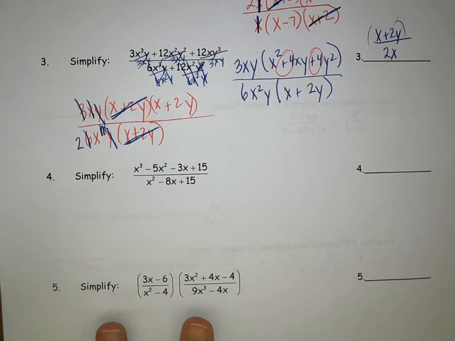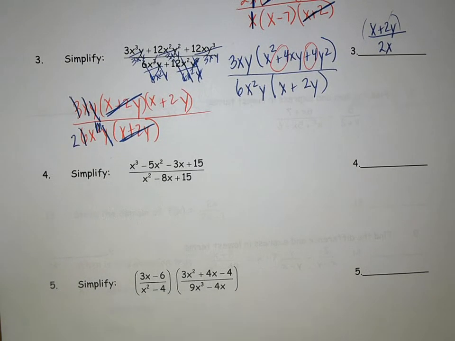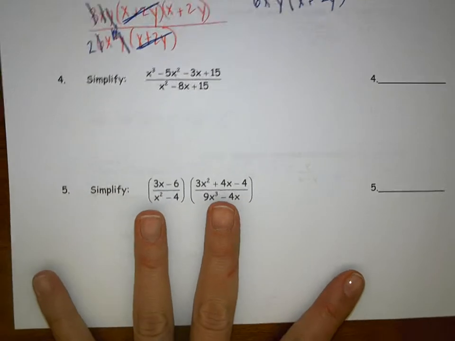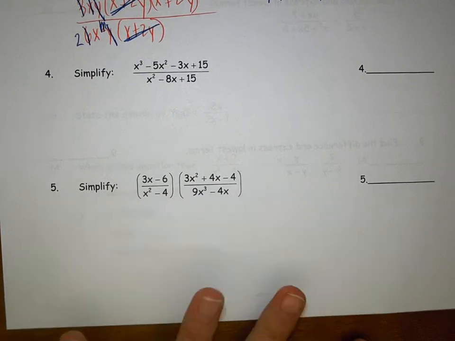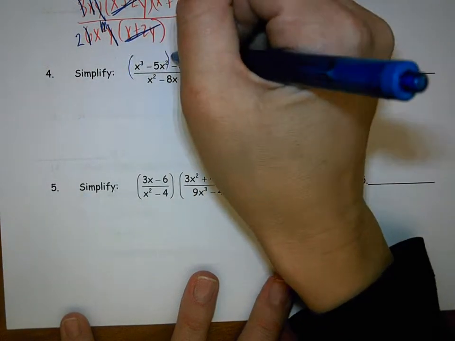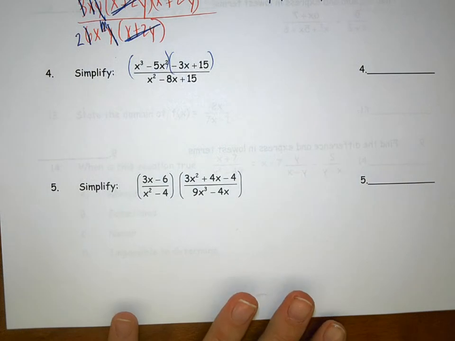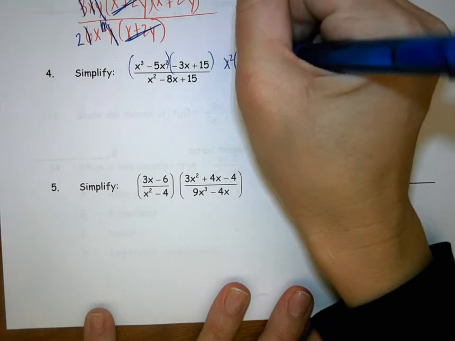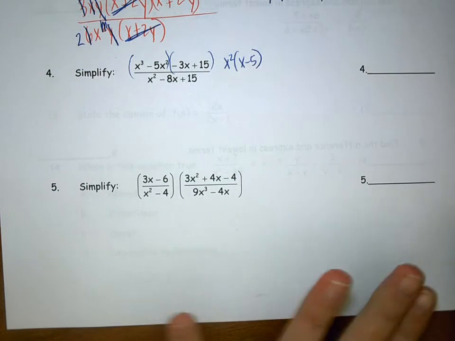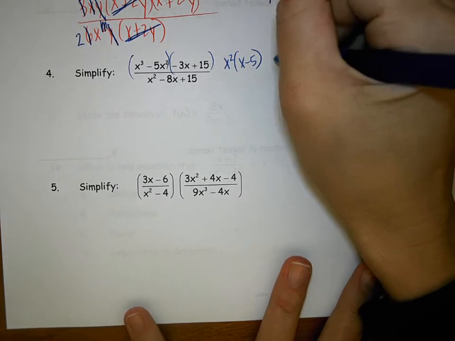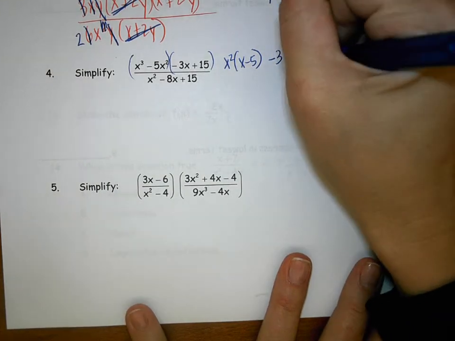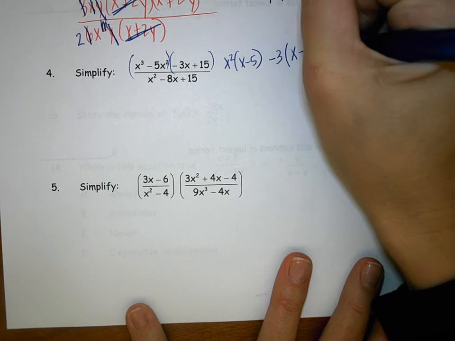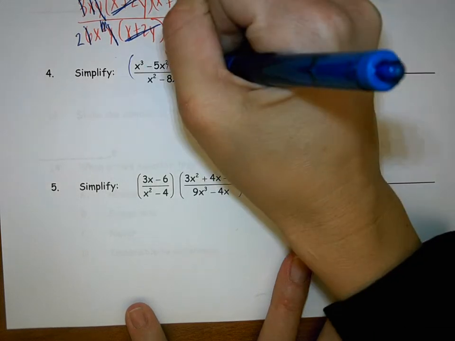Okay, example 4. Always check for GCF. There is no GCF. So then when you have 4 terms, you need to group them. What is my GCF of the first group? Good, x squared, and I'm left with x minus 5. What's my GCF of the second group? Good, you're going to take out a negative 3, and we'll be left with x minus 5 when you divide each of these by negative 3.